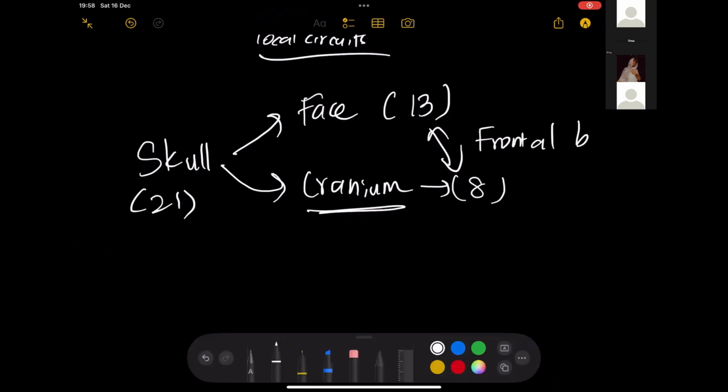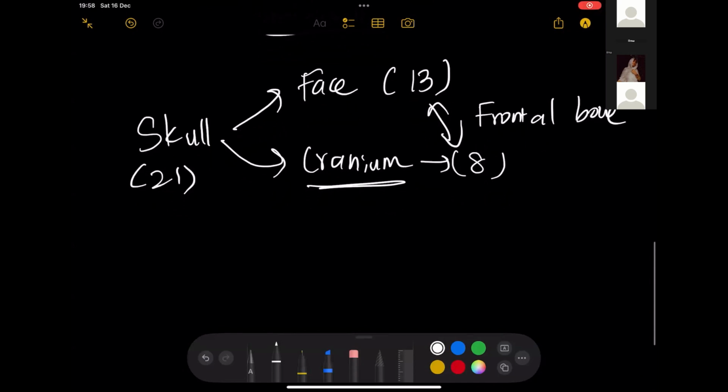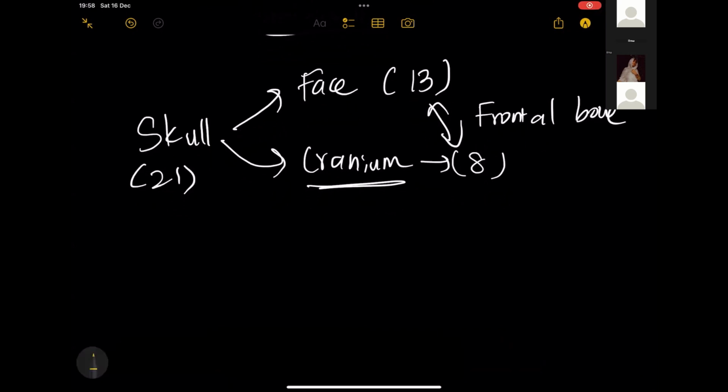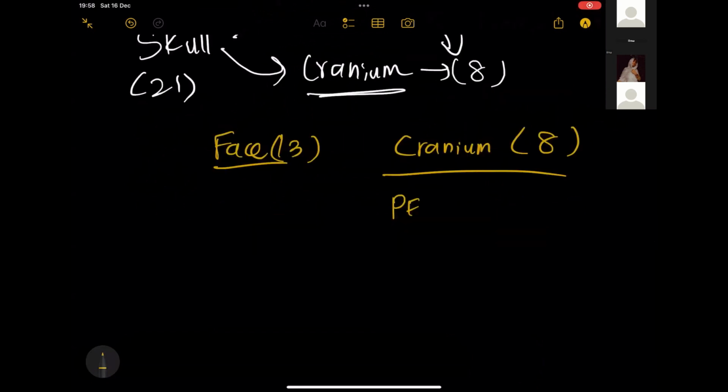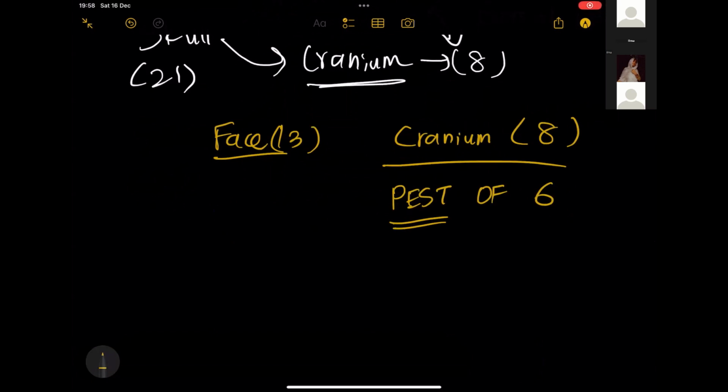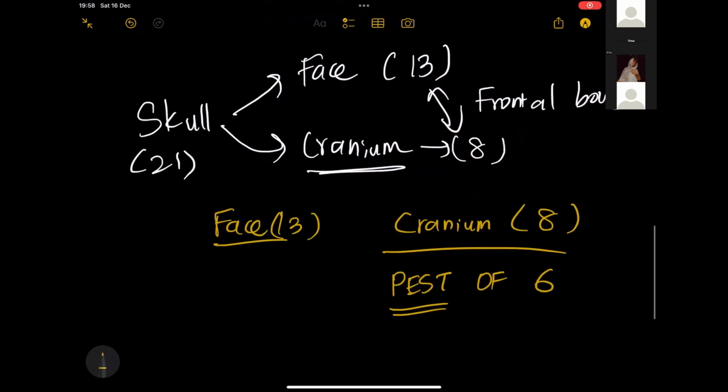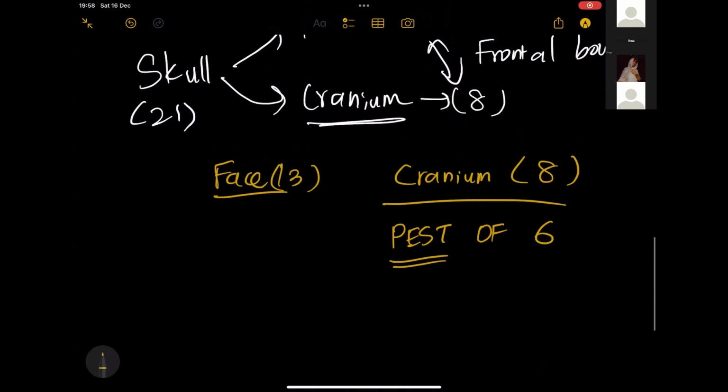Frontal bone. Okay, so now what I want you all to know is, it's very hard to remember everything. So you have to have a method to remember everything. In the face and the cranium, I will go through this fast. These 8 bones and 13 bones, what's the way to remember? You remember a mnemonic. Pest of 6. Pest is something that destroys you, if you hate something. It's very hard to remember all these skull bones and cranium bones, so this is a pest of 6 type of bones. So that's how you remember.